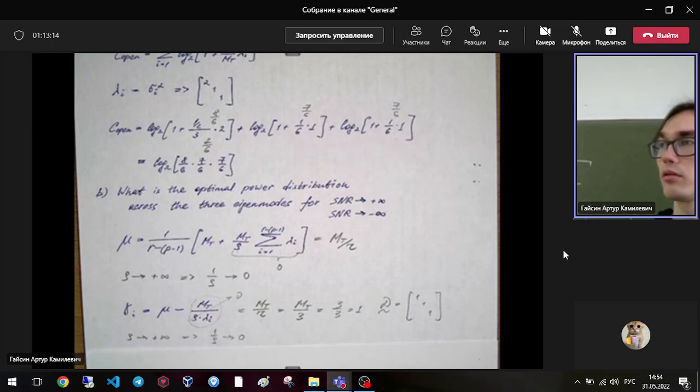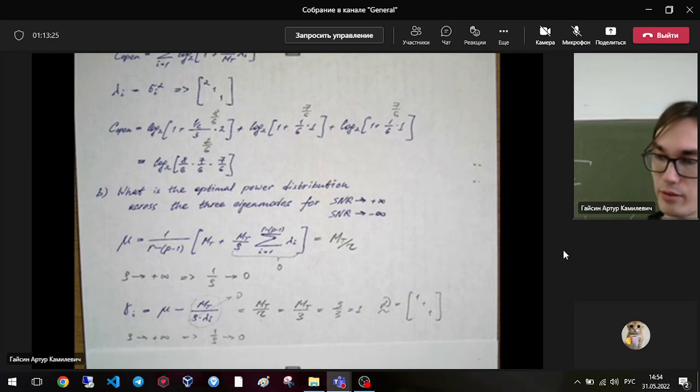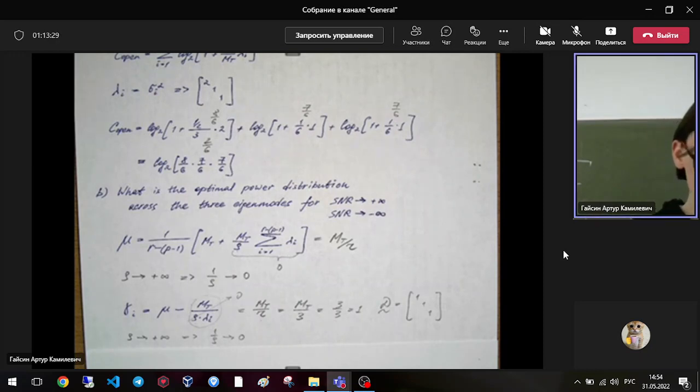Yes, equally. So we use all eigenmodes. In this case, we will have this maximum capacity in this high SNR case. But now we need to assume this low SNR case. Let me check what we have to do here.